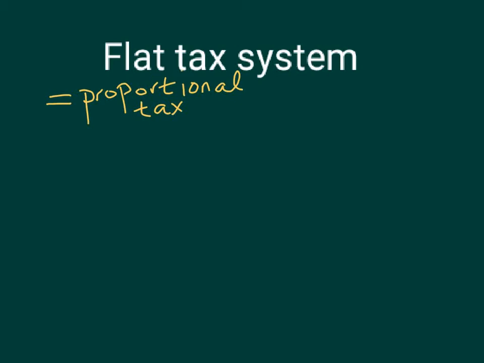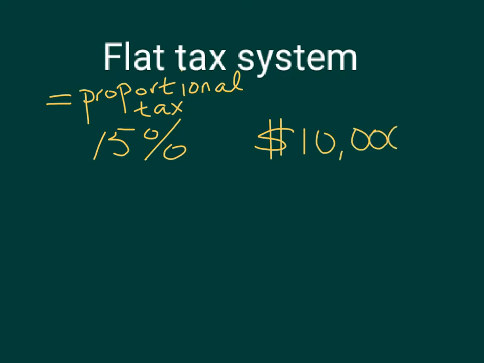A flat tax system, also called a proportional tax system, is a tax system where the tax rate that everyone pays is the exact same rate. For example, everyone pays 15% of their income. So someone earning $10,000 will pay 15% of that, which is $1,500.